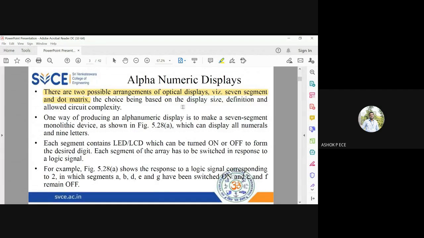Depending on which LED you activate, it is turned on, so only that particular LED is going to glow. You will get all the numbers from 0 to 9 in a single 7-segment display.